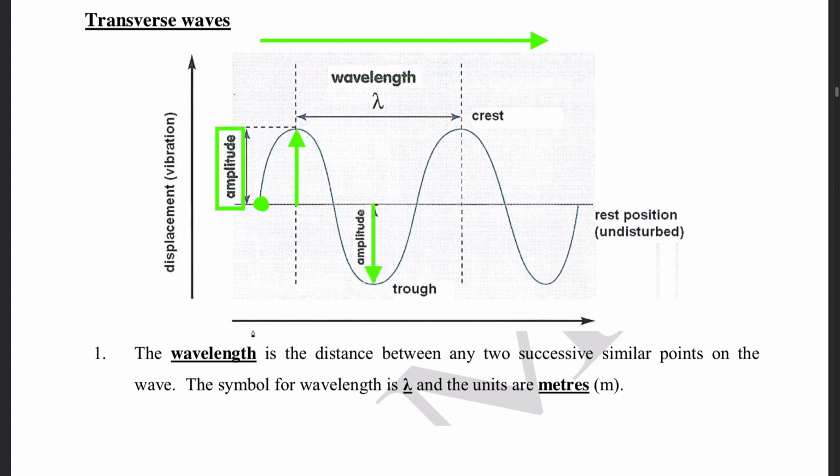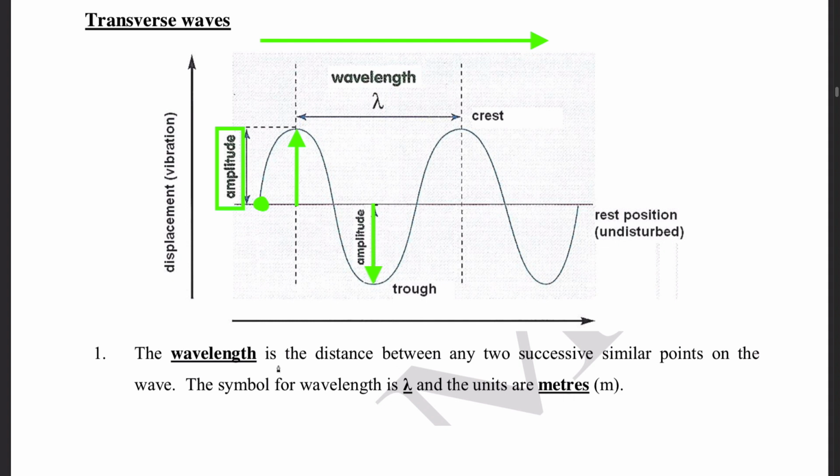The first one, the wavelength, is the distance between any two successive similar points on the wave. The symbol for wavelength is lambda, and the units are in meters. Let's start a bit from the back. The units here are meters, normal meters, the unit to measure a distance between any two points. We always use meters as the SI unit.